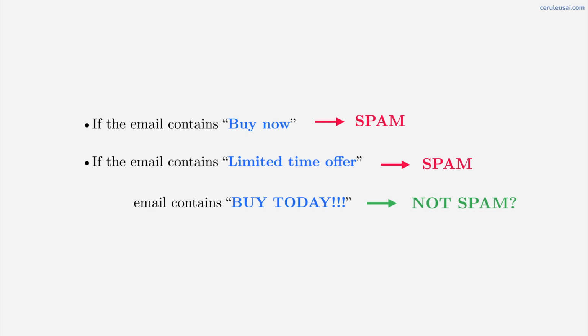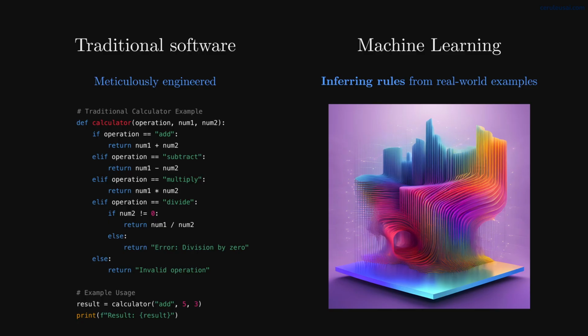Once the machine learning model picks up on those patterns, it can adapt whenever new variants of spam appear, because it's relying on what it's learned rather than a fixed list of instructions. This is the core idea behind machine learning. We're letting the computer infer rules from real world examples rather than explicitly writing every rule ourselves.